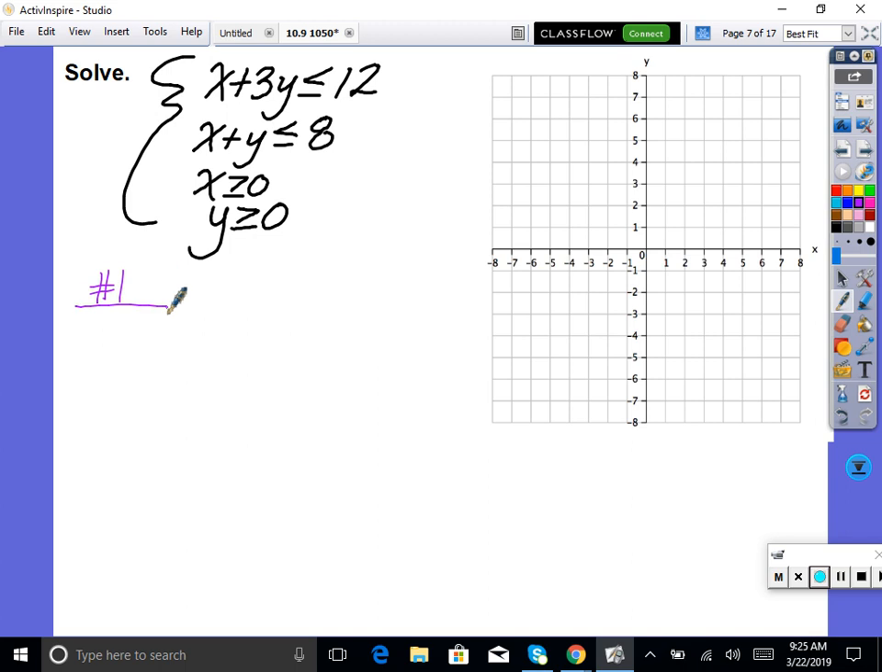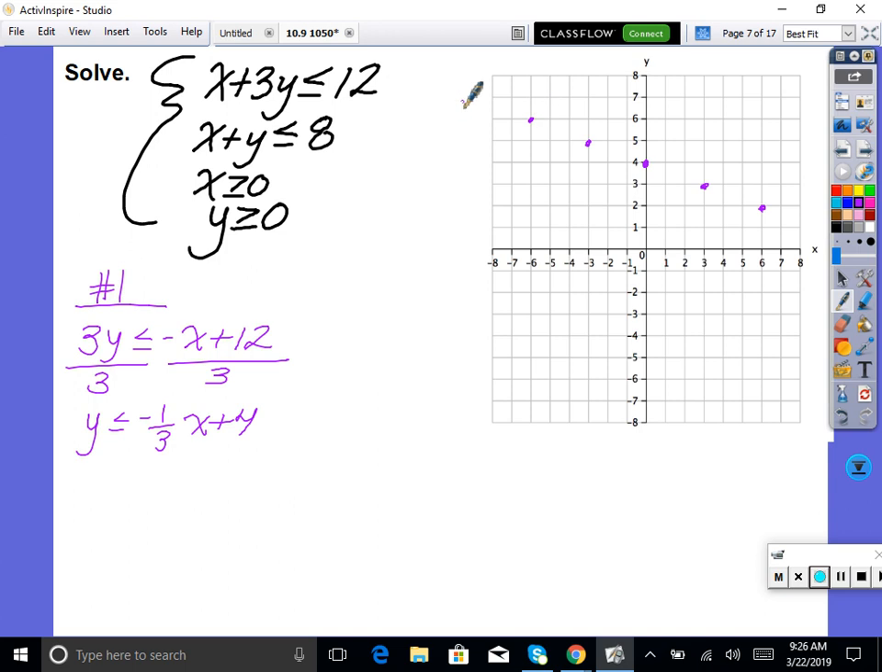So the first thing I do is subtract x. 3y is less than or equal to negative x plus 12. Divide by 3. So y is less than or equal to negative 1/3 x plus 4. So I'm at 4, down 1 over 1, 2, 3, down 1 over 1, 2, 3, and up 1 over 1, 2, 3.